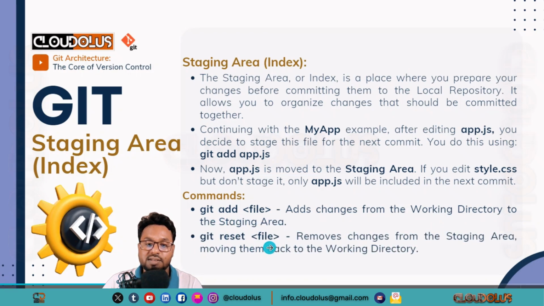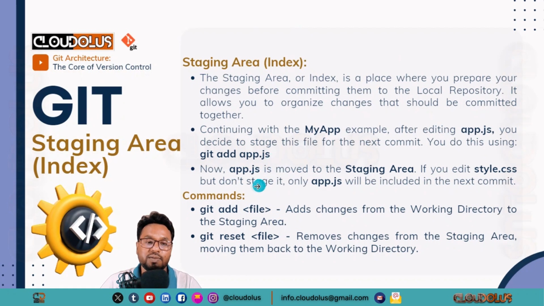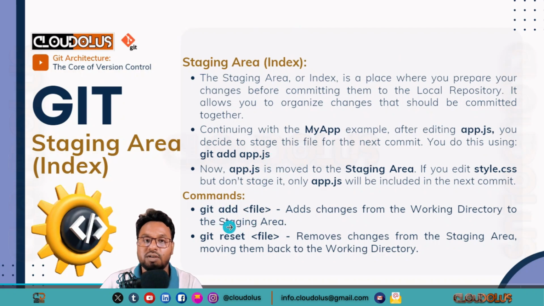And then git reset file removes changes from the staging area, moving them back to the working directory. So if you need to get your changes back to your working directory, or for any kind of reverting issues, then use git reset file. So these are the overview of the staging area and the commands it uses.